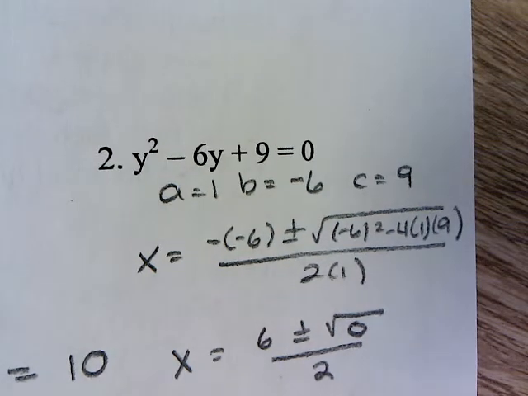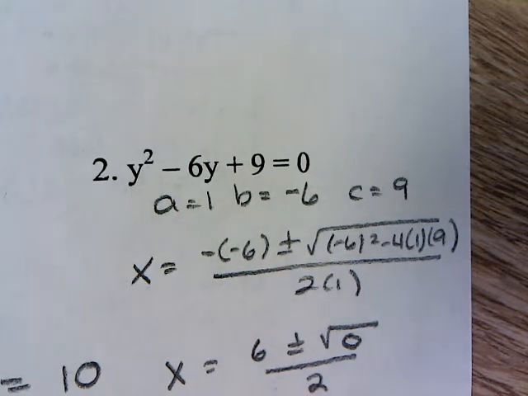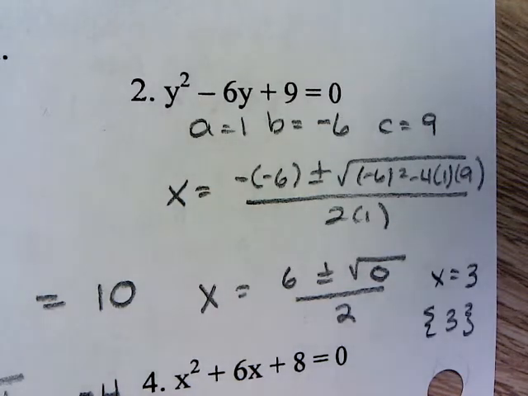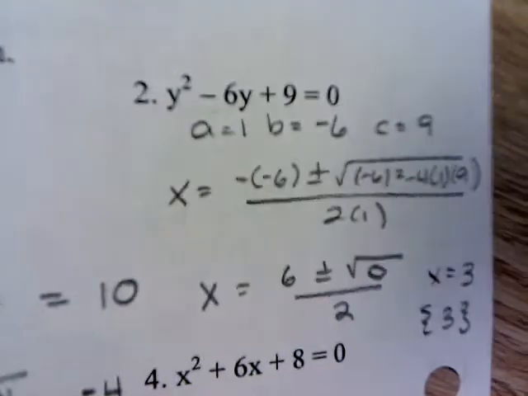When I simplify under my radical, the negative 6 squared minus 4 times 1 times 9 makes 0. In this case, the square root of 0 is just 0. So it's 6 plus 0 divided by 2, 6 minus 0 divided by 2. Both answers give me 3. So I'm just going to put x equals 3. I ran out of space, sorry. So my solution set is just plain old 3, because no matter what, anything plus or minus 0 is only going to give me one answer.